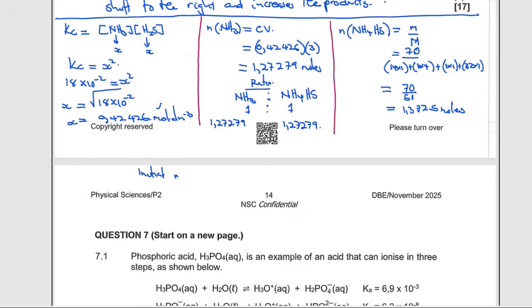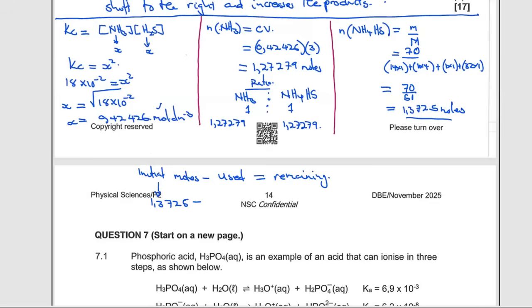Initial moles minus the one that I actually used will give me what is remaining, okay? So if we're having that now, the initial moles that we started with, I calculated them there as that value. So I'm going to put that value down there, which is 1,3725, then minus the ones that I actually used.